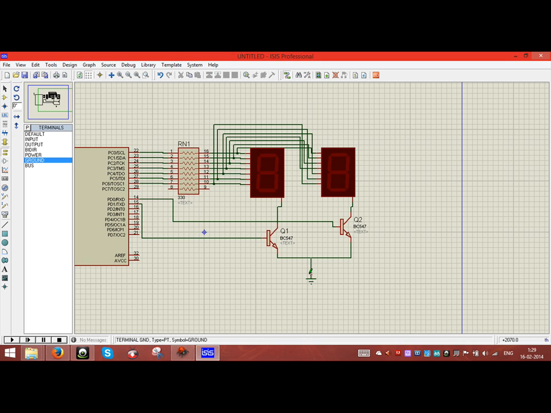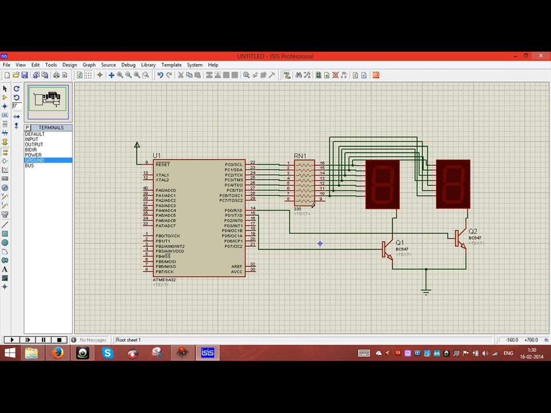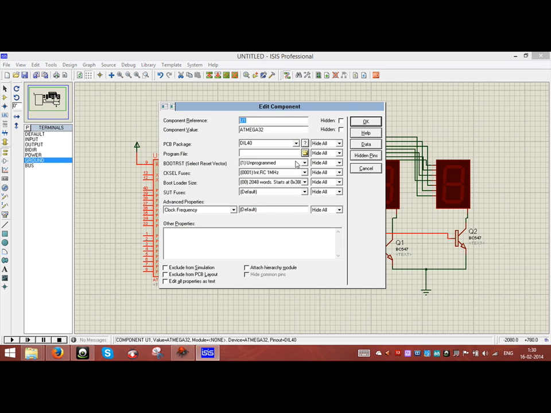In embedded systems, the transistor actually acts as an inverter. If 0 is applied at the base, 1 will be given out at the collector. So we need to apply 1 at the base to have 0 at the collector, and then only a particular 7-segment display will be selected.